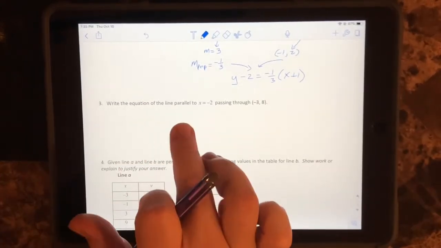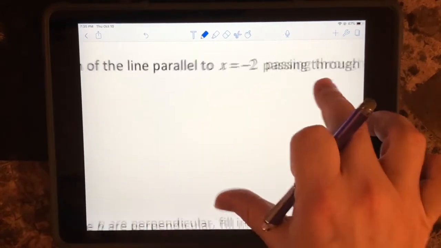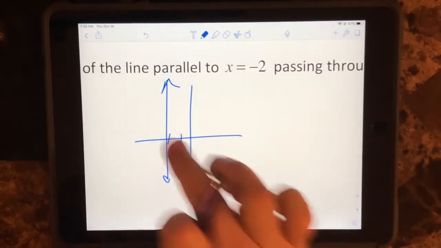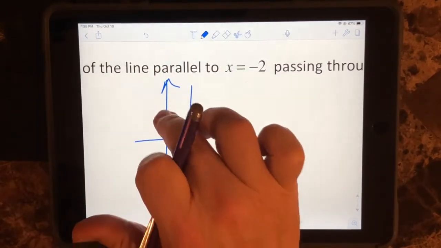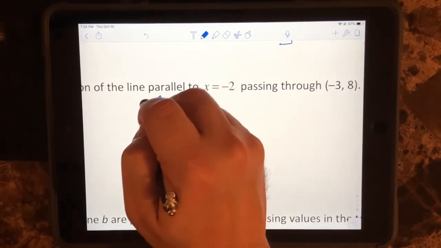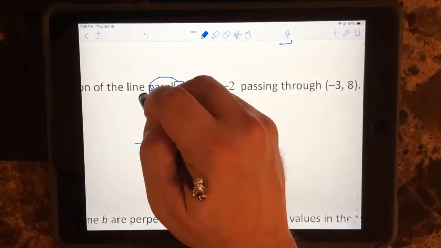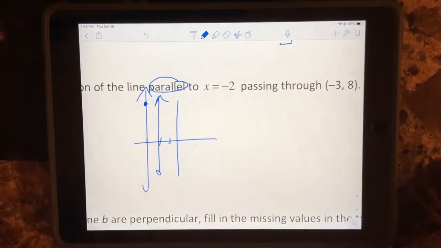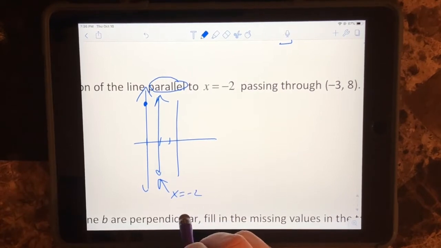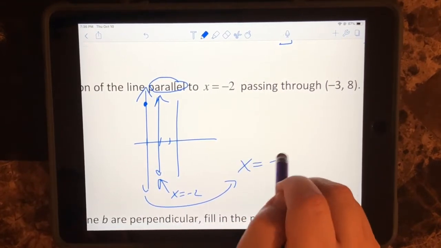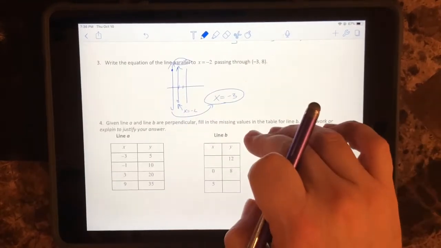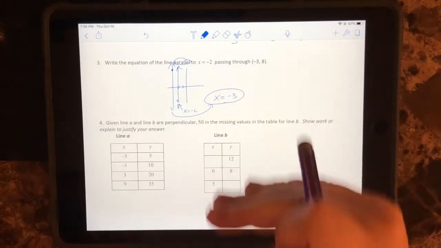Let's try the next one. Write an equation of a line parallel to x equals -2. Well, x equals -2 would be a vertical line, right? Except I want the line to go through -3, 8. Well, if it's parallel, it also has to be a vertical line, which, if this line is x equals -2, this line must be x equals -3. All right, I'm going to cut the video there, and then I'm going to try the next one.